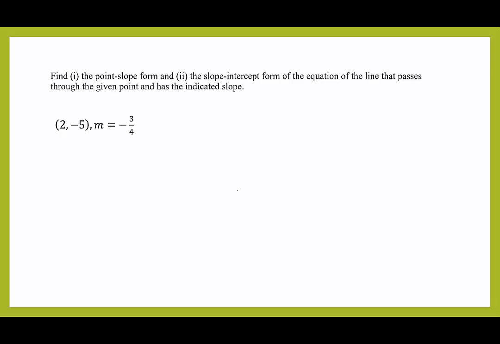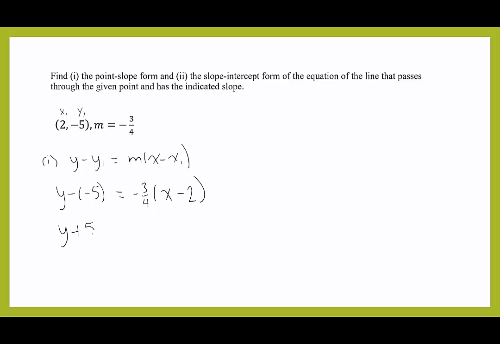Okay, how about this example? Here we have x1, y1, and we have a slope of -3/4. So for the first one, to get it in point slope form, again, that's y minus y sub 1 is equal to m times x minus x sub 1. We're just going to plug in what we see, so y minus -5 equals -3/4 times x minus 2. We want to clean up the left-hand side, so y plus 5 is equal to -3/4 times x minus 2, and here is our point slope form.